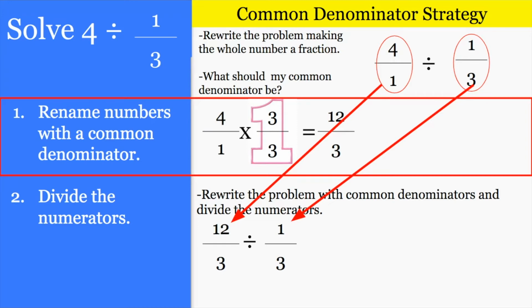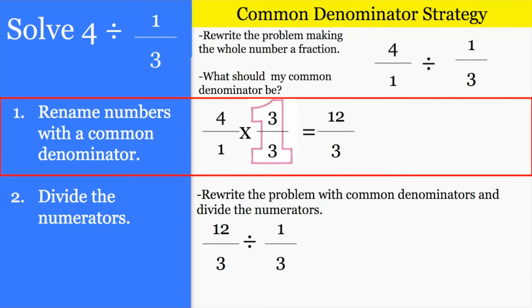Now we can do that because we have the same denominators. Since both of these are over 3, all I have to do is divide the numerators. So I'm going to say 12 divided by 1 equals 12, and that's the answer. It's the same answer we got when we used the visual strategy.